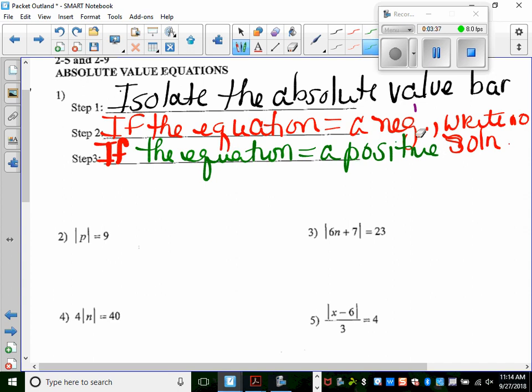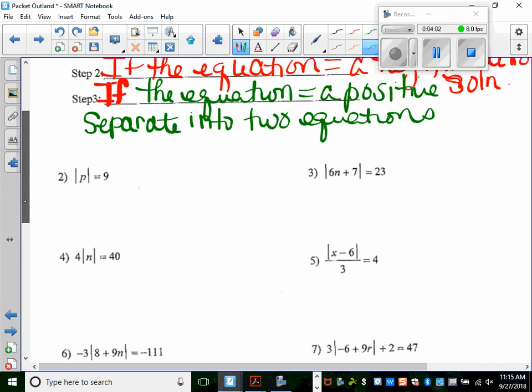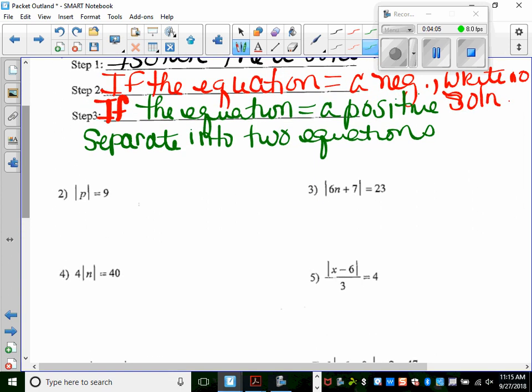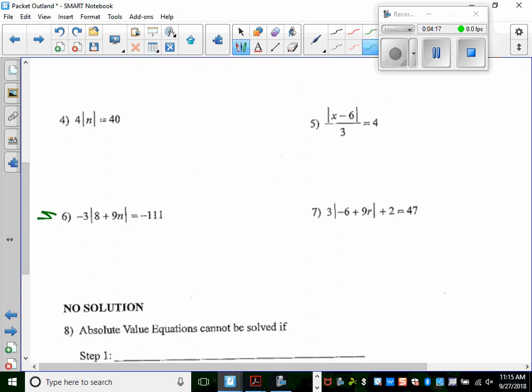Now, step 3, what if it comes out to be positive? Okay, so if it equals a positive number, then what you're going to do is separate into 2 equations. And I'll show you how to do that. That's when we break it down and write 2 equations and then solve it from there. Okay, so here we go. I don't want to start with questions 2 and 3. I want to actually start where there's something over there with the absolute value, so we can go through all 3 steps. All right, so let's start with question number 6.